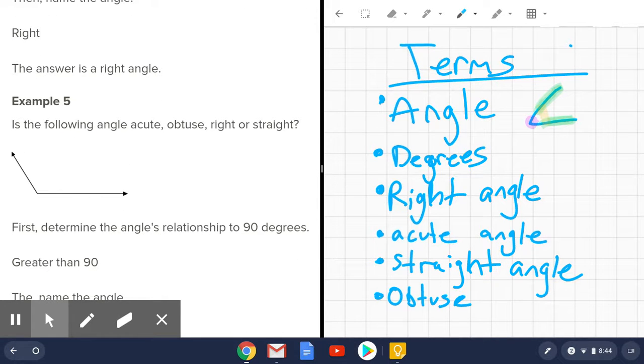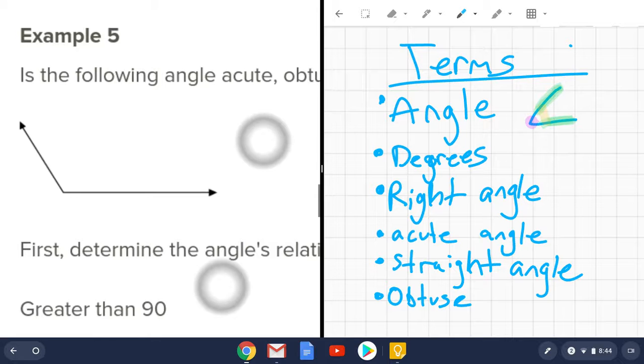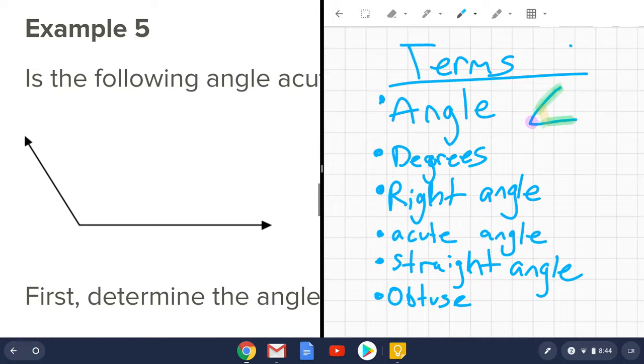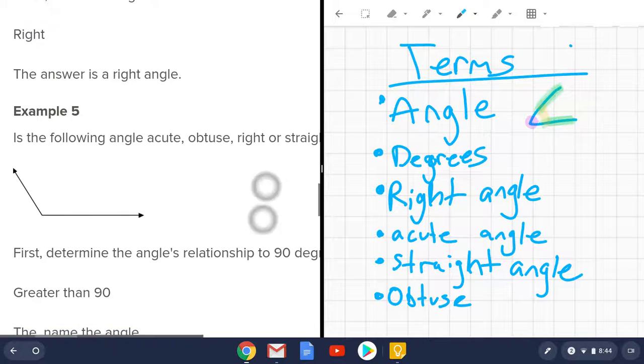All right, now on example 5. Is this angle acute, obtuse, right, or straight? So is it a perfect right angle? No, it's not. Is it a perfect straight angle? No, it's not. So is it bigger than a right angle or less than a right angle? It's bigger, right? It covers up more than a quarter of a circle. So that would be an obtuse angle.